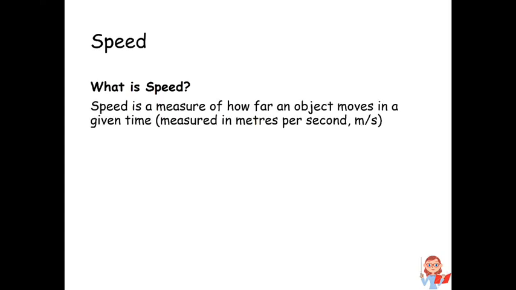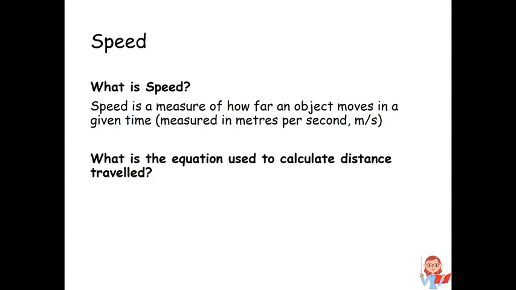So let's move on and have a look at speed. What is speed? Well, speed is a measure of how far an object moves in a given time and is measured in meters per second. If you know the speed of an object and how long it's been traveling for, you can work out the distance it's traveled. So what is the equation used to calculate distance traveled? Distance traveled equals speed times time. And as a simple equation, that is s equals vt. Distance traveled has the symbol s because it comes from a Latin word for distance, and speed has the symbol v because it comes from velocity, which we'll cover in a future video.